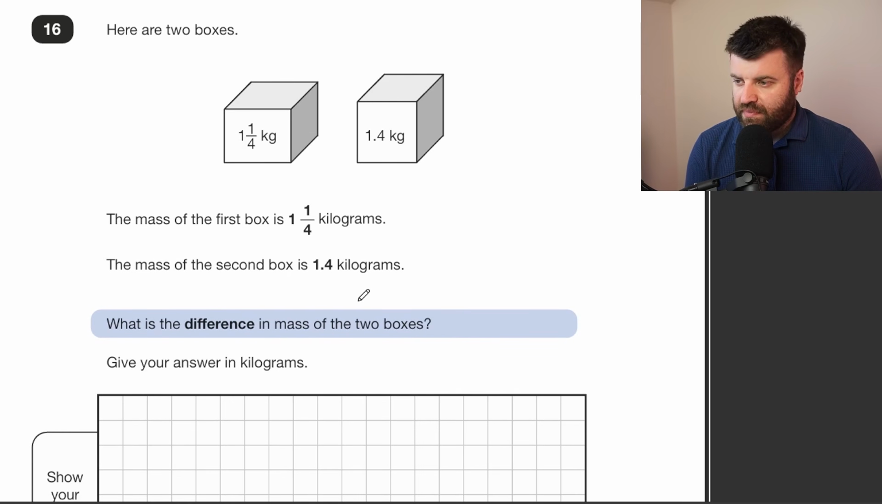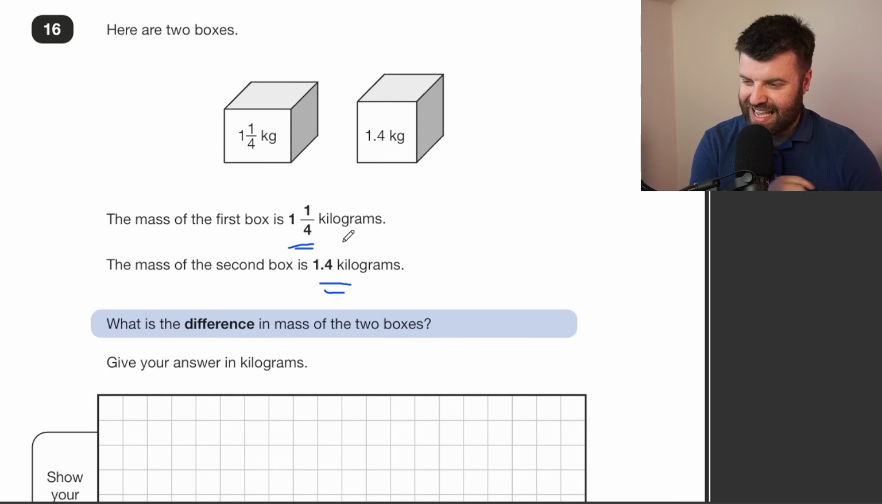Question 16. Here are 2 boxes, 1 1/4 kilograms, 1.4 kilograms. The mass of the first box, we can see there, I've just mentioned, is 1.25, and the second is 1.4. Often see a lot of confusion between these two, with 1.25 and 1.4, people thinking they're equivalent, and they are not. Let's see how we know that.